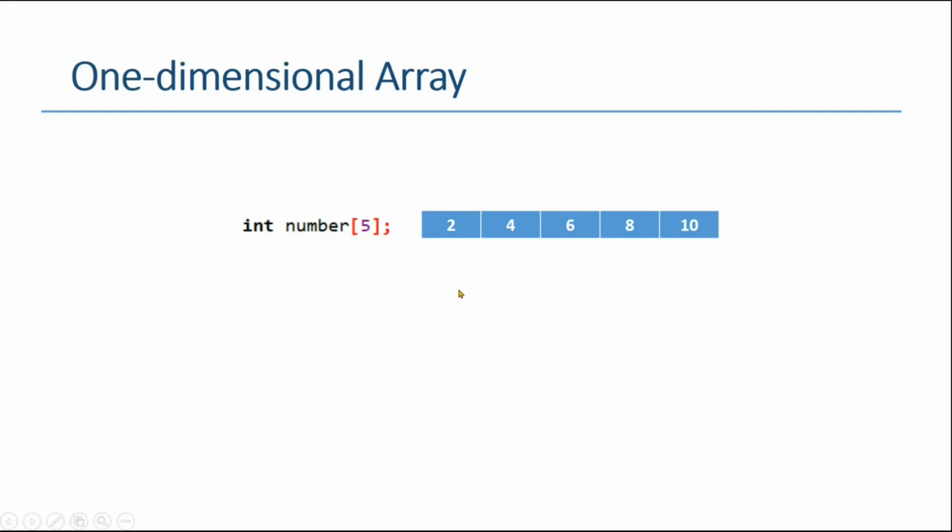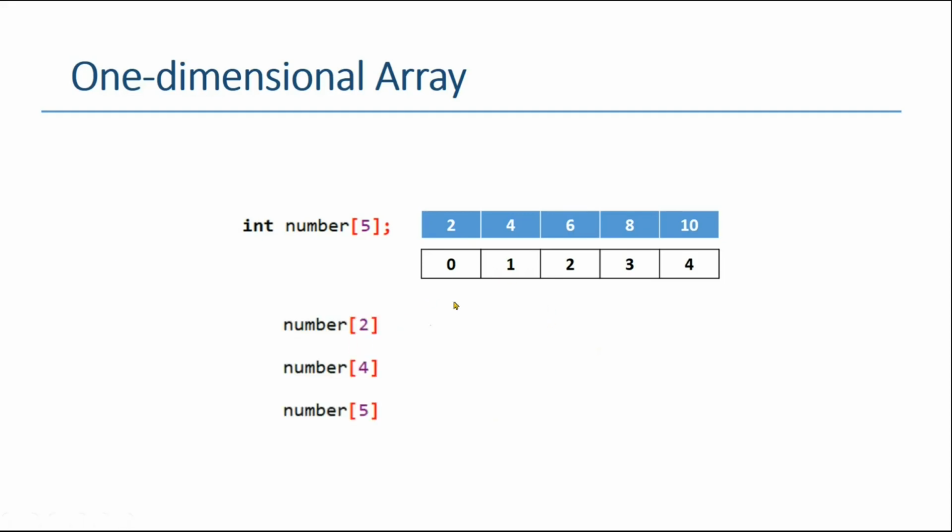Note that an array is a collection of items stored at contiguous memory locations. So an item can be accessed through its corresponding index starting from 0. For example, if I want to access the third element which has index of 2, I would write number square brackets 2 and the corresponding element is 6. Similarly, to get the last element which has the index 4 and corresponding item 10. If I try to access the index 5, I will get an error.